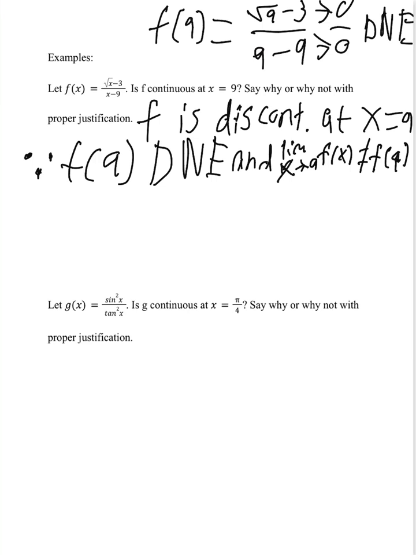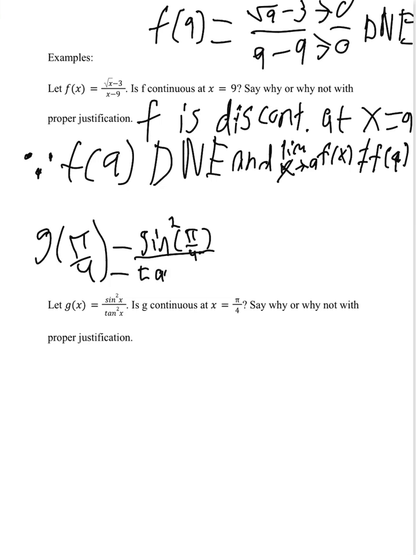Let g of x equal sine squared of x over tangent squared of x. Is g continuous at x equals pi over 4? Say why or why not with a proper justification. So immediately what you want to do is find what the function is equal to at that point. I'll write it up here. g of pi over 4 equals sine of pi over 4, that's squared, over the tangent squared of pi over 4.